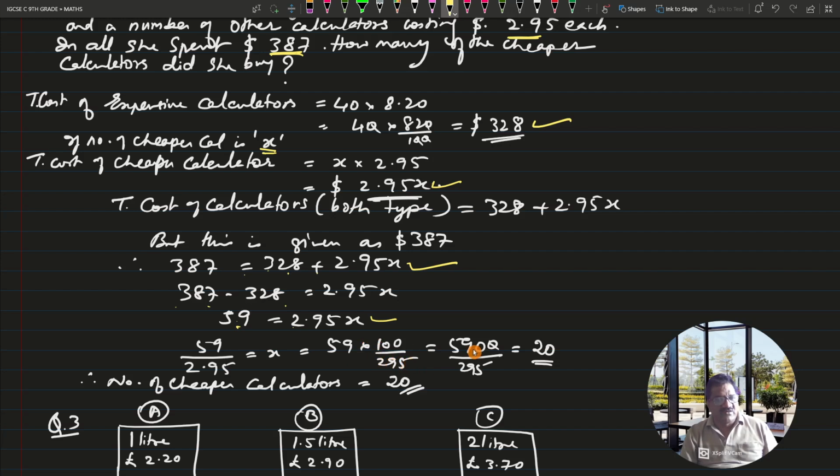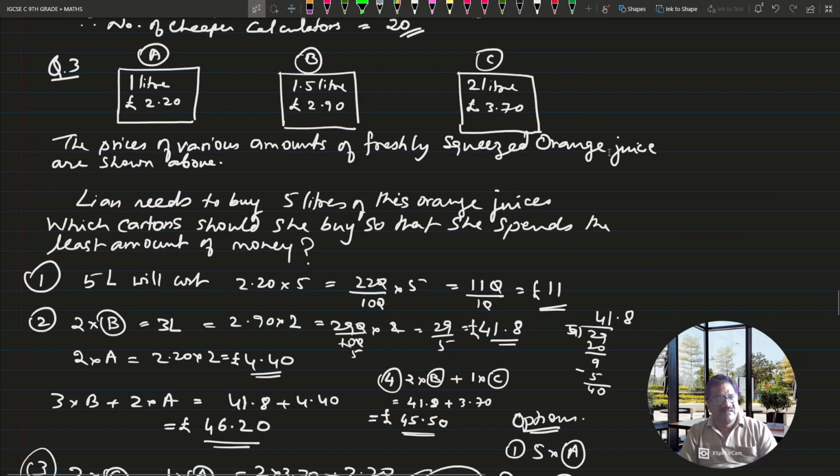And when I work out, the answer I get is 5902 upon 295, which is equal to 20. So the total number of cheaper calculators that the teacher had bought happens to be 20. Okay, so that was question number 2. Now let us go to question number 3.